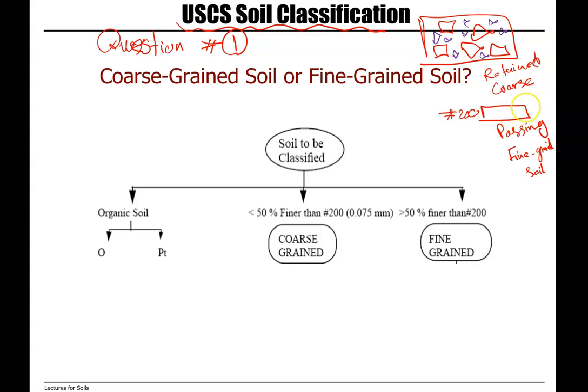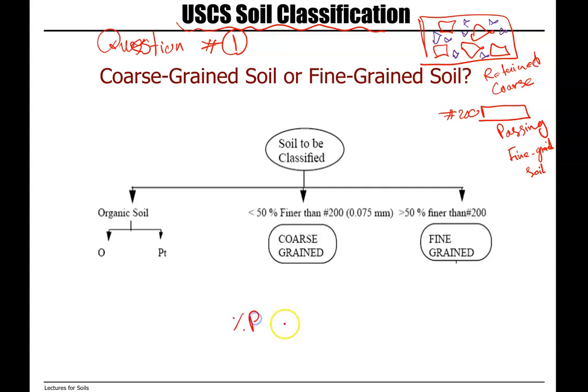This is sieve number 200. Retained on sieve number 200 is coarse-grained soil. Passing through sieve number 200 is fine-grained soil. So, in order to answer question number 1, which one do we have more, coarse or fine-grained? We need to look at percentage passing from number 200.